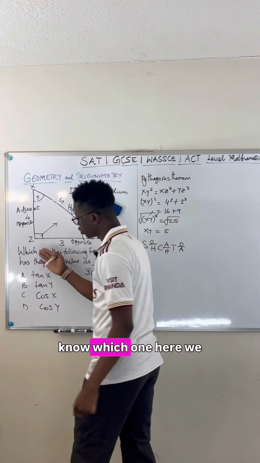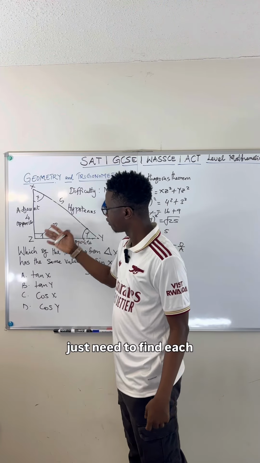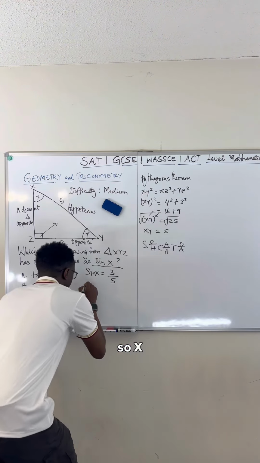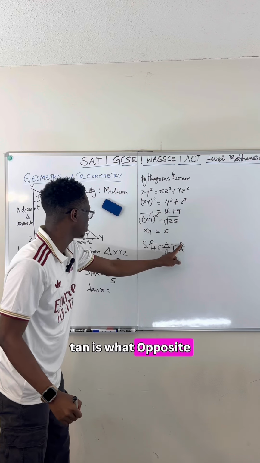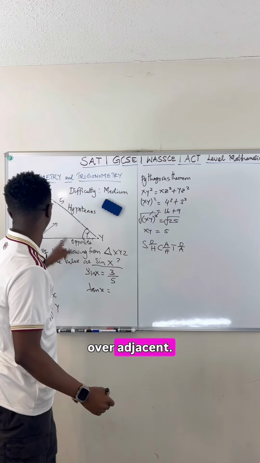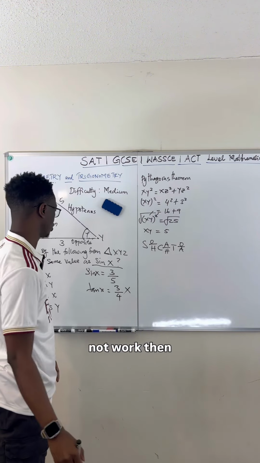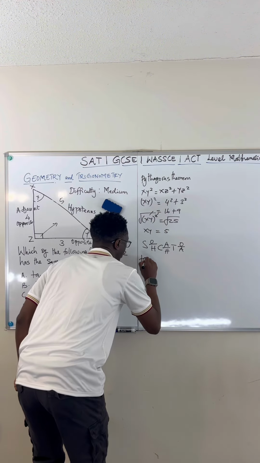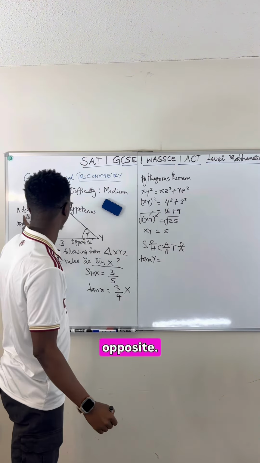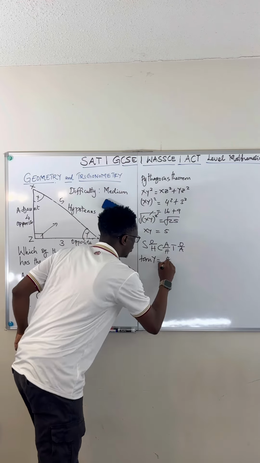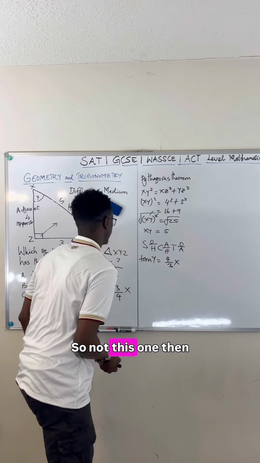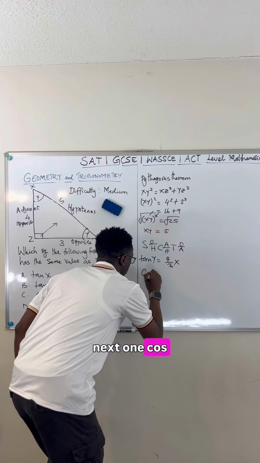Now, for us to know which one here, we just need to find each of these. So tan x, tan is what? Opposite over adjacent. Tan opposite over adjacent here is going to be 4 over 3. So this one does not work. Then 9 times y. Now we have y here, so this becomes the opposite. Tan is opposite here, which is 4, over the adjacent, now 3. So not this one. Then the next one, cos x.